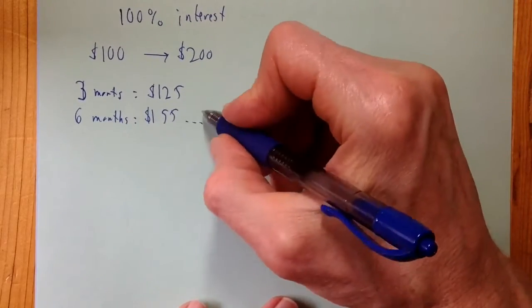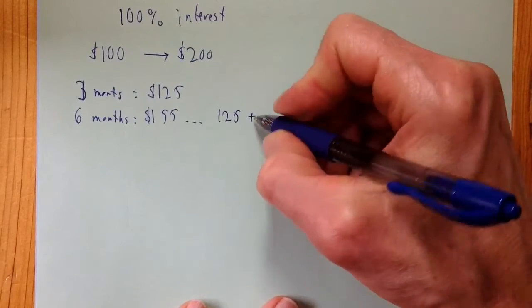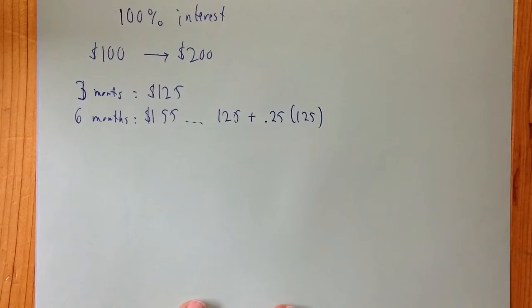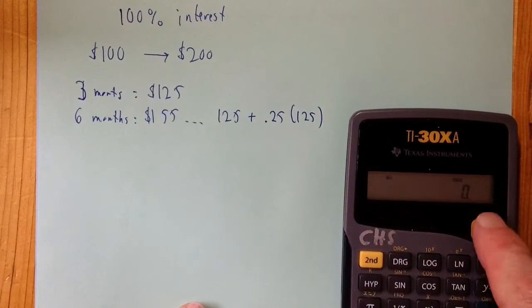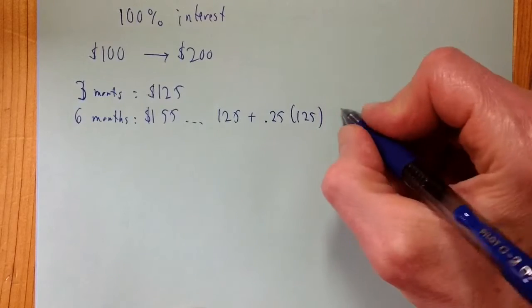And let's actually do this right. Okay, so you would have 125 plus 25% of 125, and I'm actually going to do all this just for this one. 0.25 times 125 is 31.25.